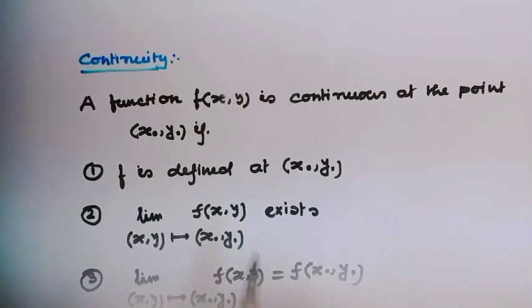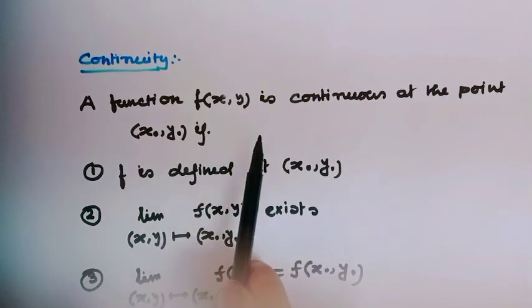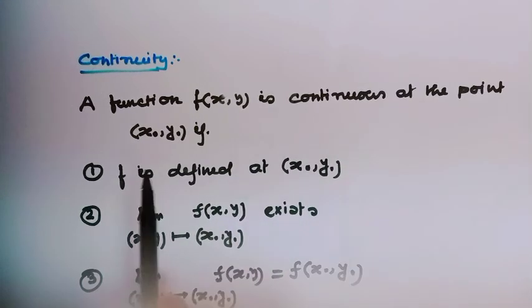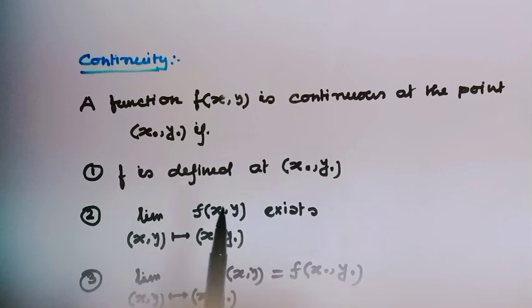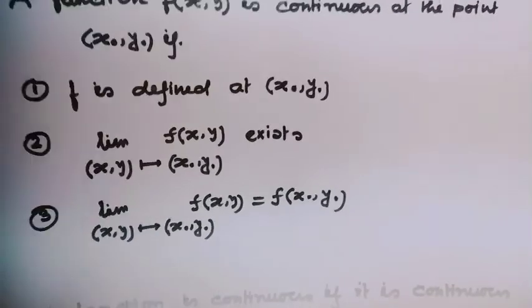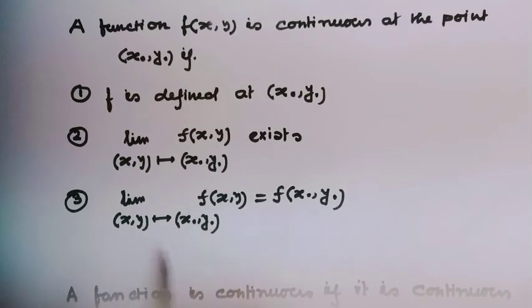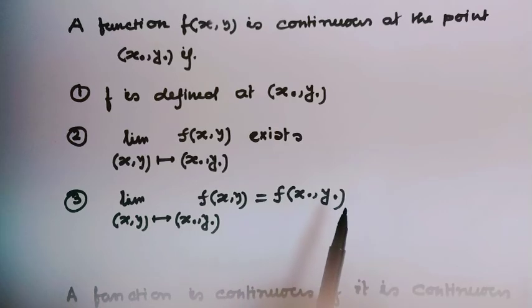Now let's see the definition of continuity in two variables. A function f(x,y) is continuous at the point (x0, y0) if number 1, f is defined at (x0, y0). Number 2, the limit as (x,y) approaches (x0, y0) of f(x,y) exists. Number 3, and this value is equal to f of (x0, y0).